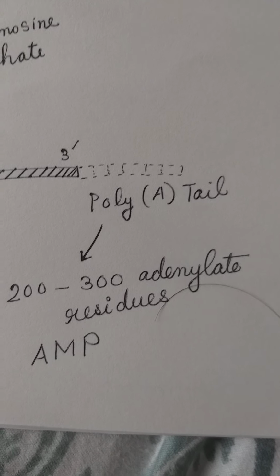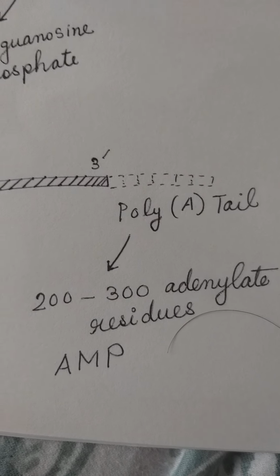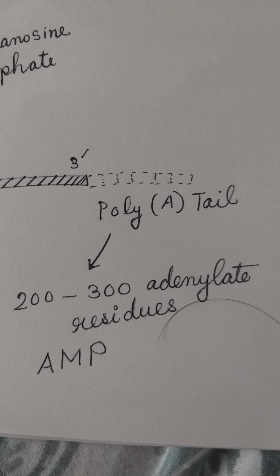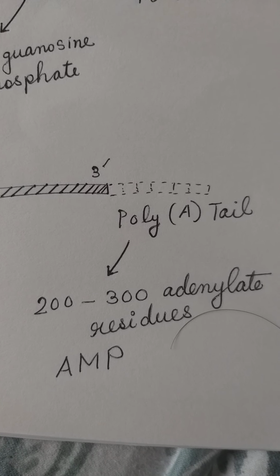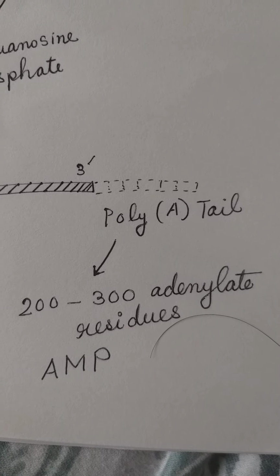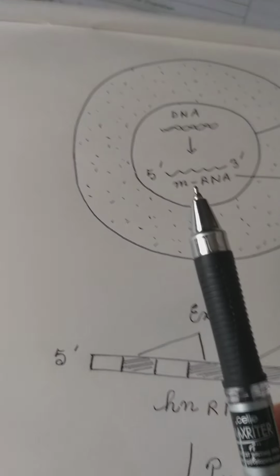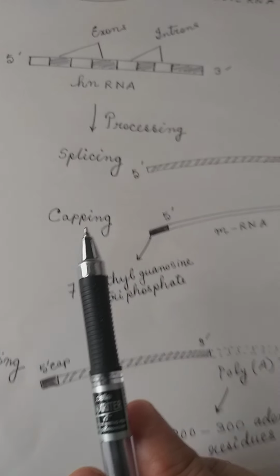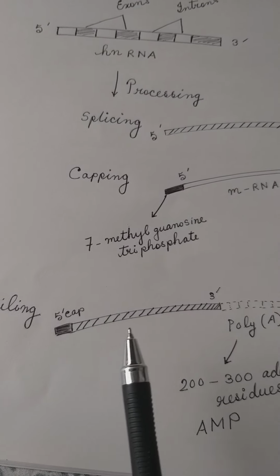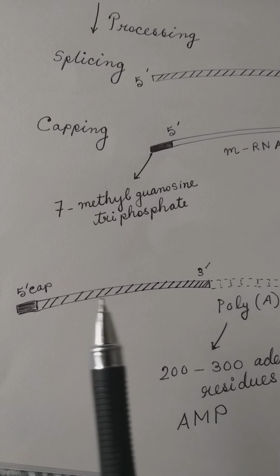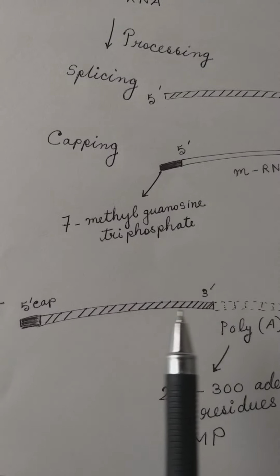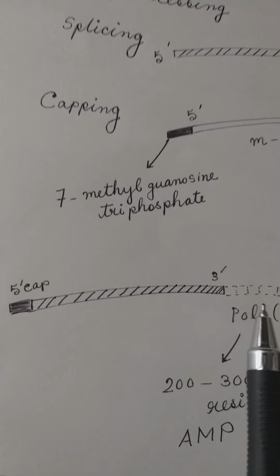The formation of poly A tail occurs without using any template. It does not depend on the sequence of any template. So this occurs in template independent fashion. In this way, the newly formed messenger RNA becomes mature and functional after it undergoes splicing, capping and tailing. It becomes processed. This is the fully functional, mature and processed mRNA ready for translation. Now it is ready for translation.